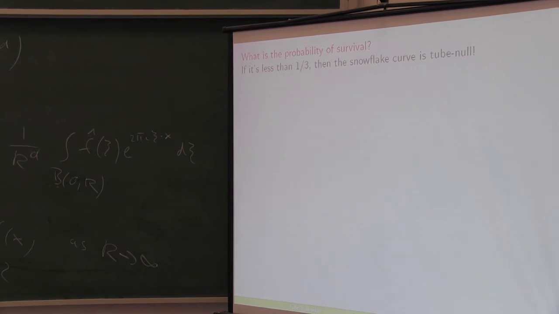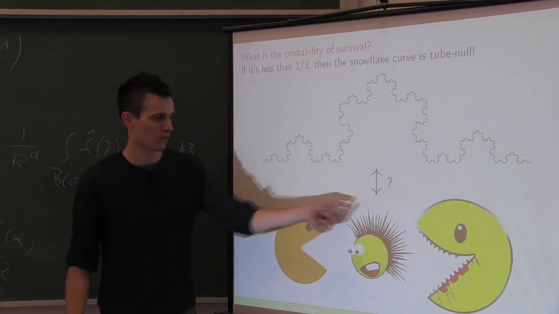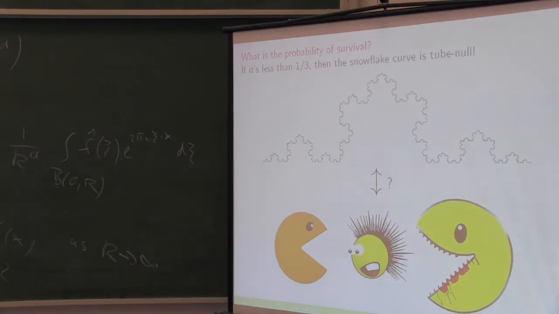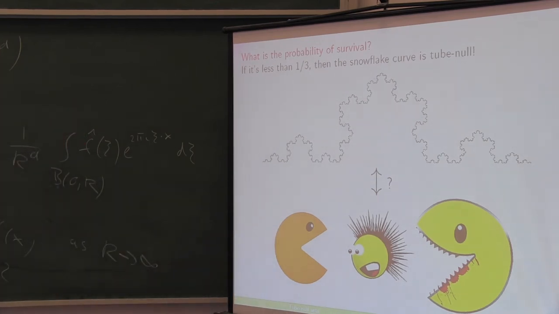It turns out that if the probability of survival is less than 1/3, then the snowflake curve is tube-null. So in the rest of the talk I will try to explain this. Survival means that you have this random sequence of length n, and some random stuff happens, and in the end you will have a random number of Pac-Man left, and if that's less than a third of the original, then, well, you can just look at a random Pac-Man and ask with what probability it will survive all the cancellations.